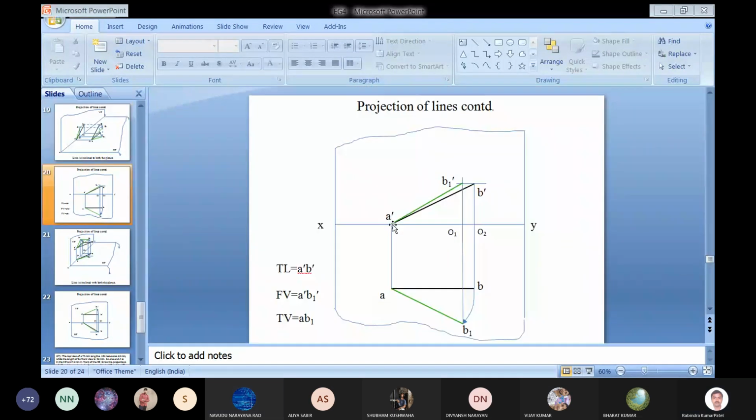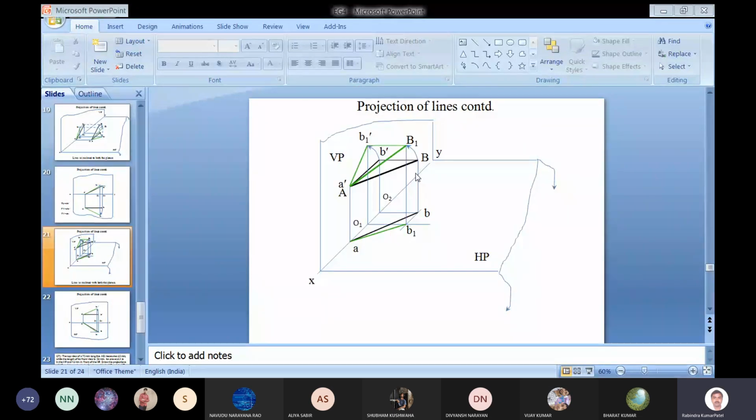Okay, sir. Thank you. See, in this case, one another line has been taken, AB, which is parallel to the horizontal plane and inclined with the vertical plane.